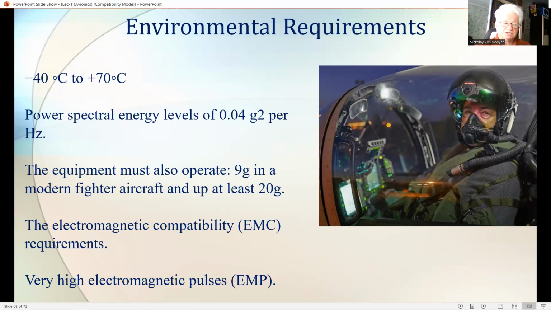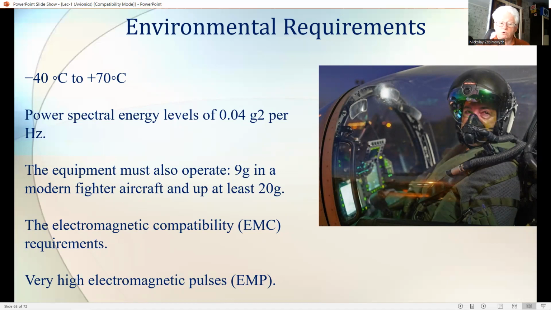Power spectral energy levels of 0.04 g squared per hertz are encountered in aircraft designed in the 1970s, and levels of 0.7 g squared per hertz at very low frequencies are anticipated in future installations. It is worth noting that driving over cobblestone will give about 0.001 g squared per hertz.